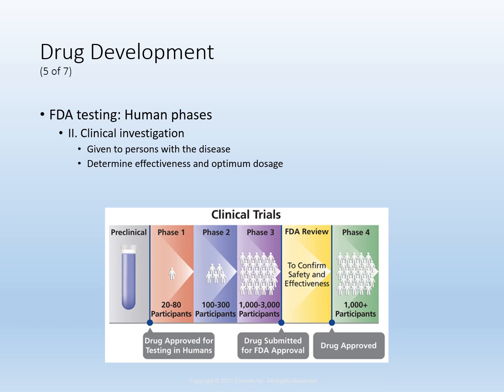The second phase is going to be clinical investigation. This is a limited number of patients. It's going to be about several hundred people. This can typically last from 1 to 3 years, and it's going to be given to people that actually have the disease. It'll determine the effectiveness of the drug and the optimal dosage.